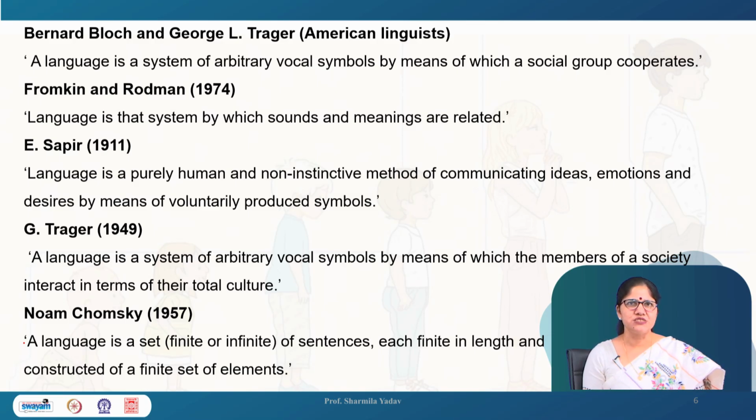Bernard Bloch and George L. Trager defined language as a system of arbitrary vocal symbols by means of which a social group cooperates. Fromkin and Rodman defined language as a system by which sounds and meanings are related. E. Sapir defined it as a purely human and non-instinctive method of communicating ideas, emotions, and desires by means of voluntarily produced symbols. G. Trager: a language is a system of arbitrary vocal symbols by means of which the members of a society interact in terms of their total culture.